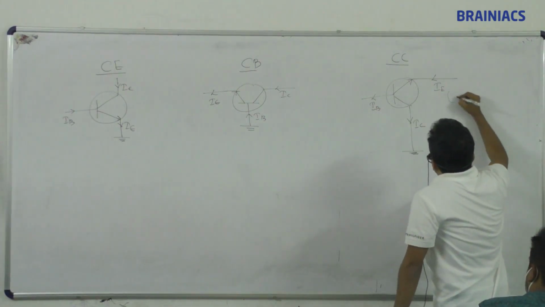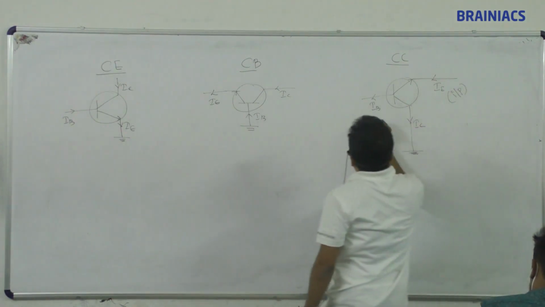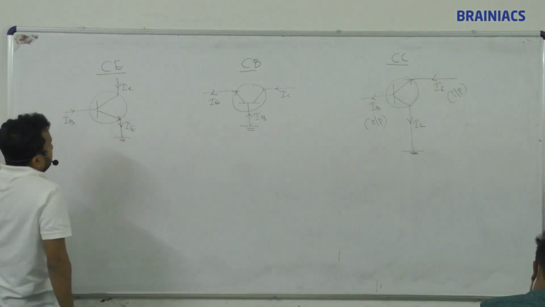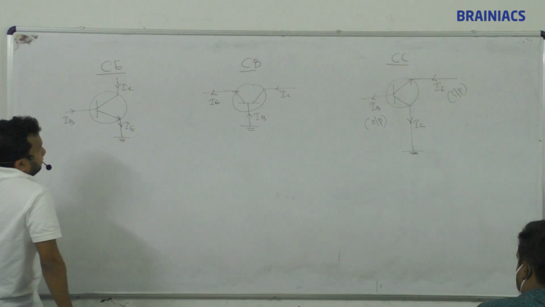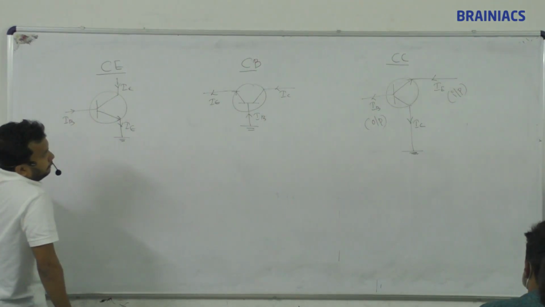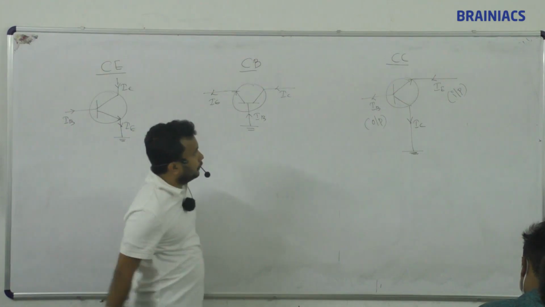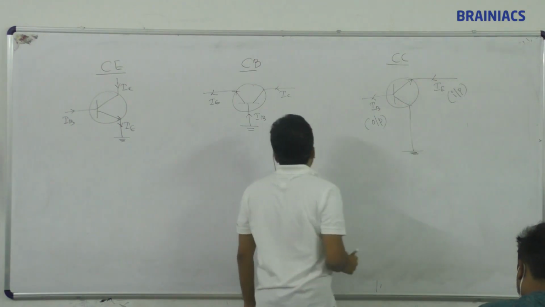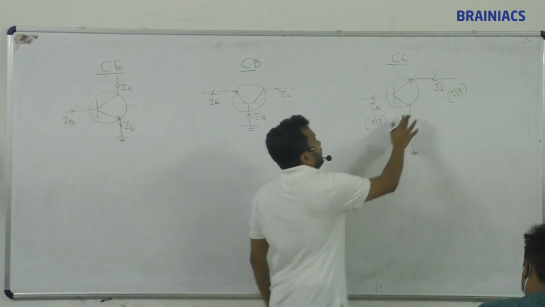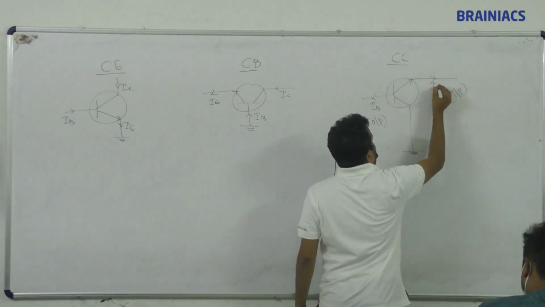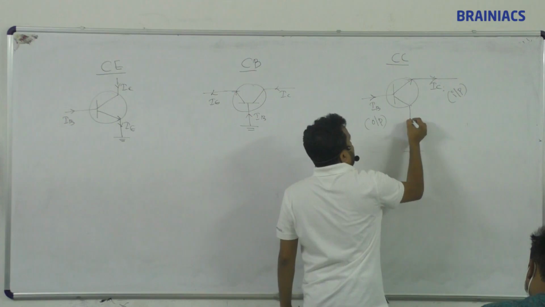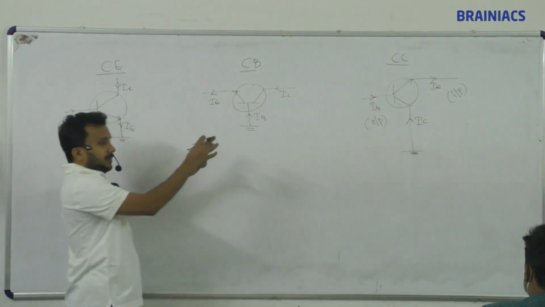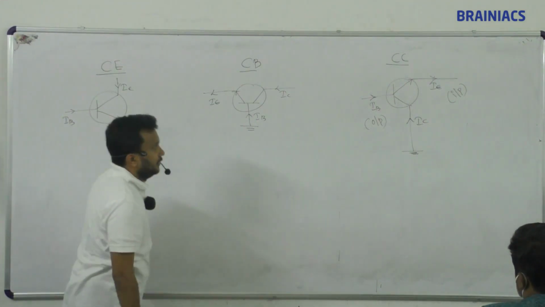Common collector: emitter is the input, base is the output. Wait a second, IC has to be marked. IE is always outside, the directions are changed. IE like this, IB inside, IC inside. This is IE, the emitter. Two incoming currents, IC plus IB, equal IE.